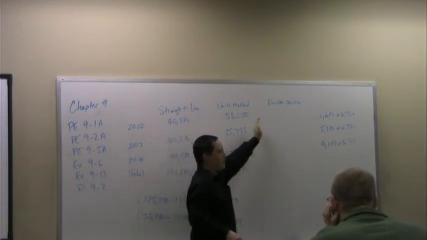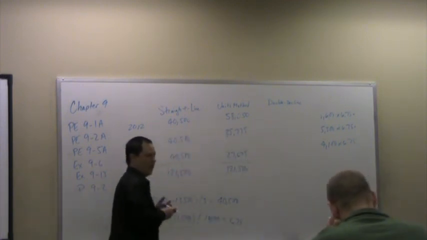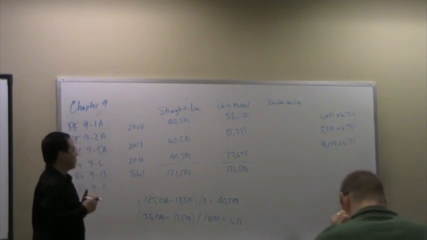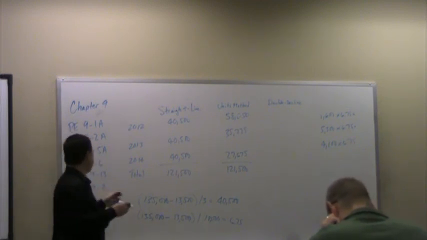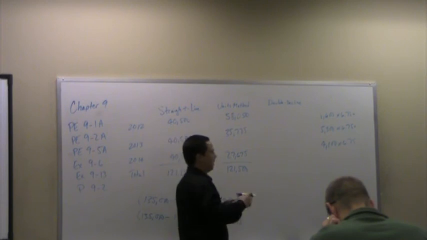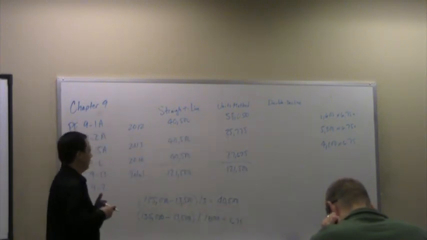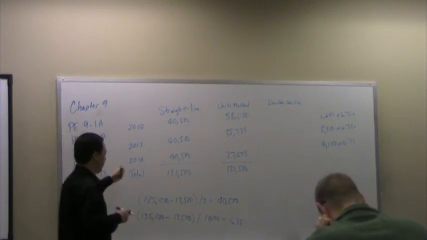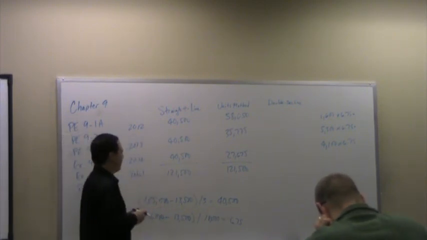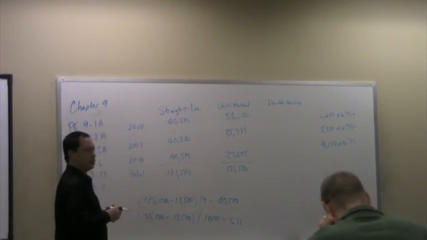Now the double declining method is a little different. Remember what we have? So we did the double declining method on a couple different problems. I'll let you work through this one on the double declining method. You saw the last one that we did. So we have to figure out the percentage of how much we're depreciating in each year.